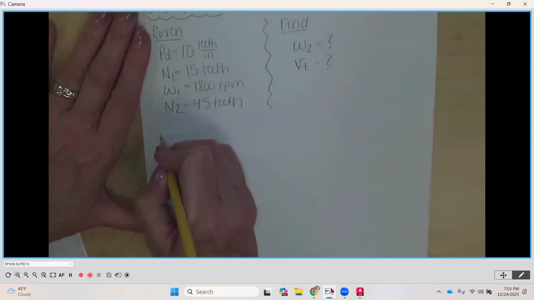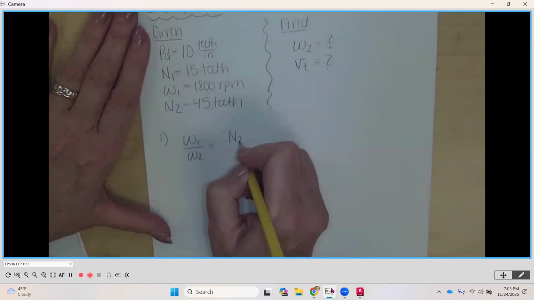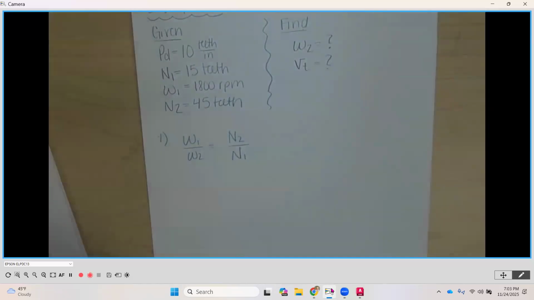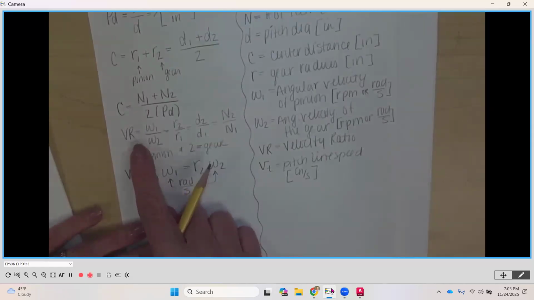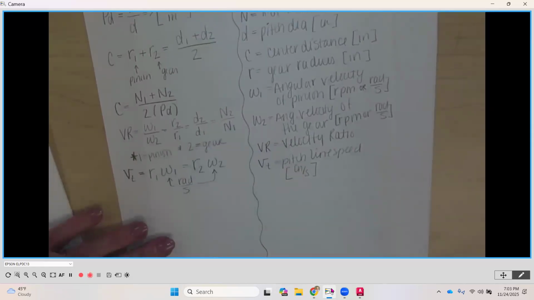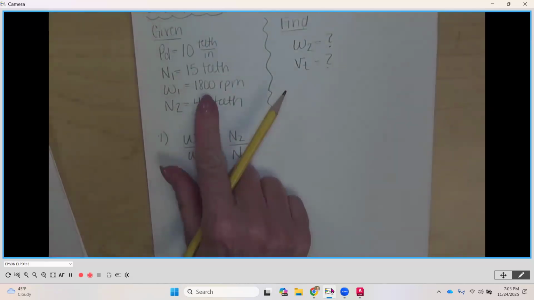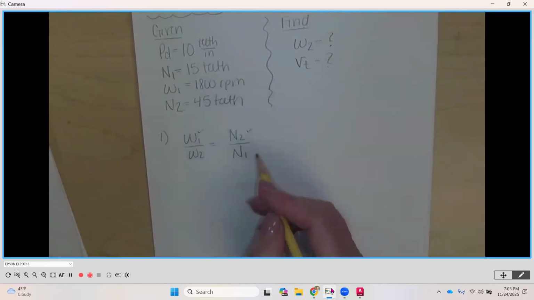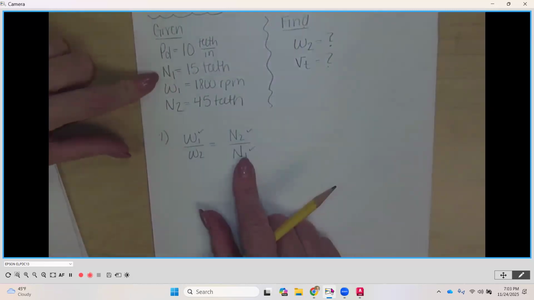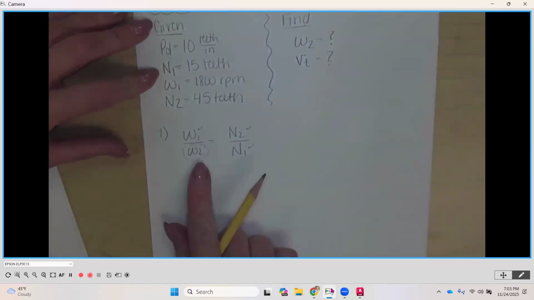So we can say that W1 over W2 is equal to N2 over N1. All of these are equal to one another. Not only can we calculate the velocity ratio, but we can set these equal to each other and solve for unknown variables. In this case, we know W1 is 1800 RPMs, N2 is 45 teeth, and N1 is 15 teeth. So our only unknown is W2. Go ahead and rearrange to solve for W2.